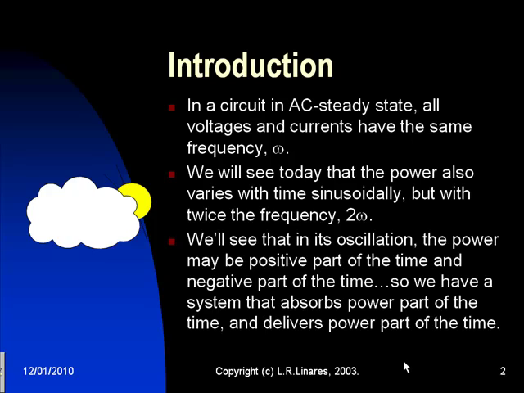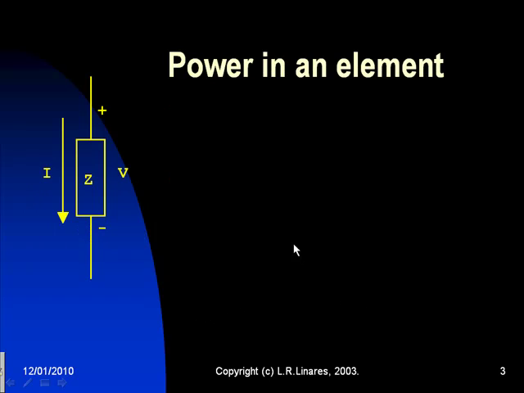Power, in its oscillation in time, is sometimes positive and part of the time negative. So we have a system that is absorbing power part of the time and delivering power part of the time. Consider that box, that element. That box represents part of a circuit. It could be a resistor, an inductor, a capacitor, a combination of them. It could be a whole residential building, an industrial building, a neighborhood, a whole city. It could be part of the country, part of the continent.